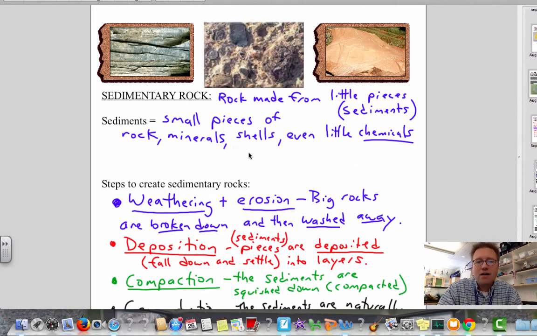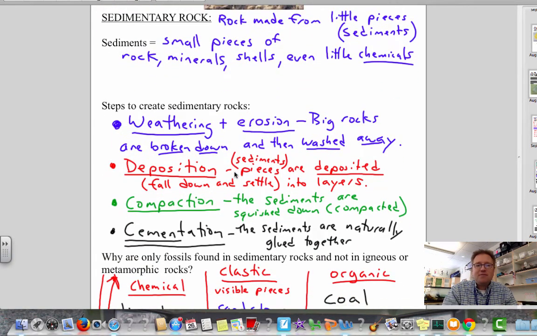Then we have sedimentary rocks. Sedimentary rocks come from sediments. Sediments are small pieces of other rock, minerals, shells, even just chemicals. Sometimes you can think of these as small little pieces that get broken apart, get washed away, get compacted and cemented together. So these steps are very critical in creating sedimentary rock.